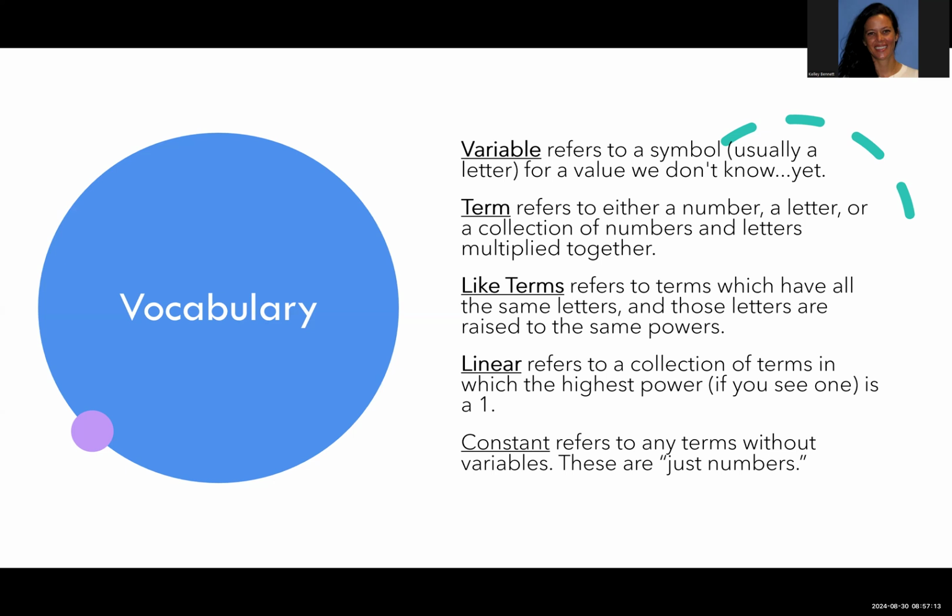Linear refers to a collection of terms in which the highest power is 1. Now, if you were to see something like 5x, there is no written power. There is no little 1 on that, but it's implied. But that would be a linear term. And a constant is just numbers. 5, pi, negative 0.1.